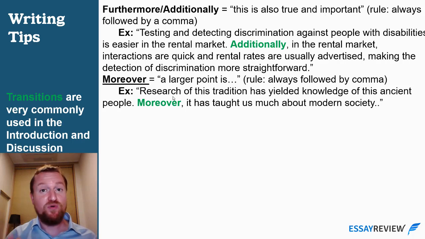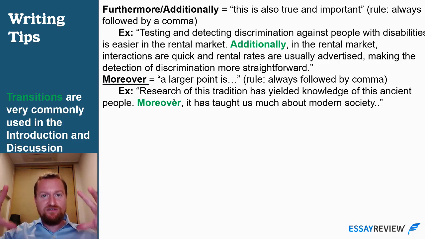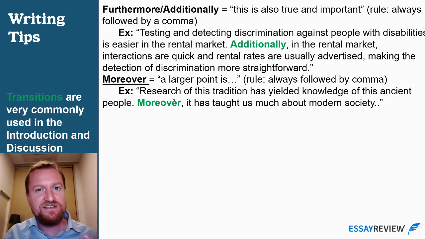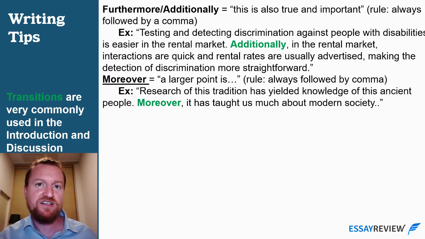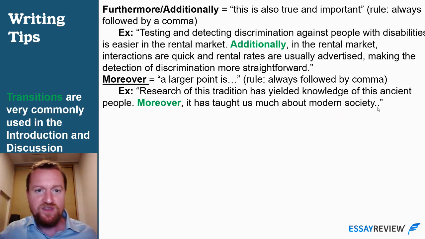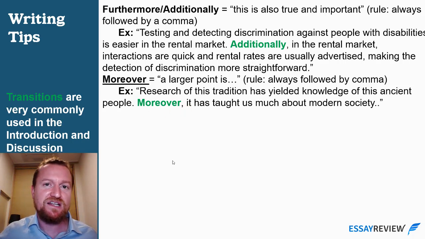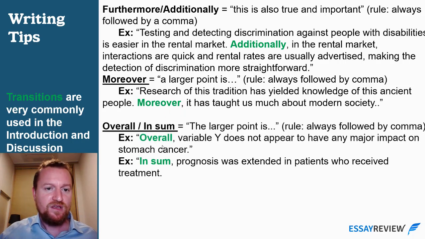Moreover means a larger point, a point that's connected but not exactly the same point that you're making. And moreover is always followed by a comma. So moreover is kind of a meta point. Research of this tradition has yielded knowledge of this ancient people. Moreover, it has taught us much about modern society. So you're kind of shifting the lens. I like moreover. It's a sophisticated transition.